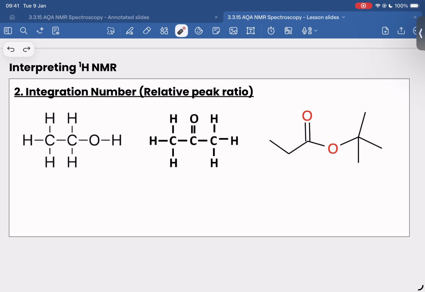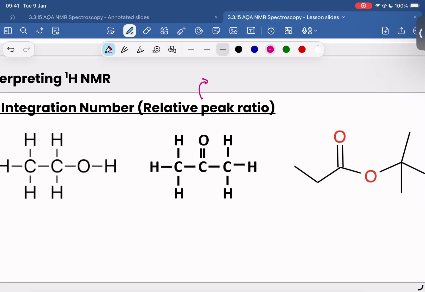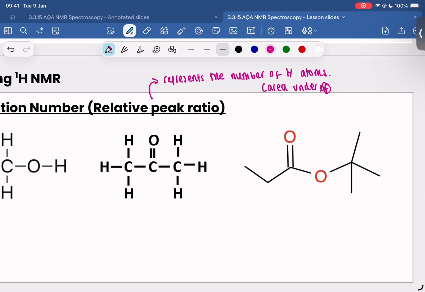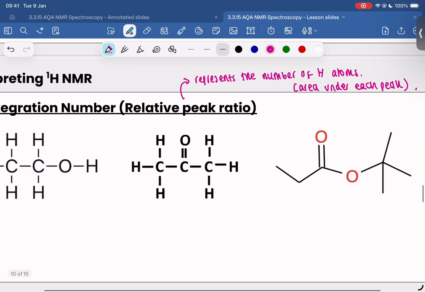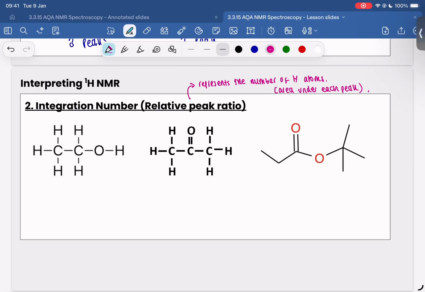Now, integration number, relative peak ratio, integration ratio, they all mean the same thing. What they're basically looking at is the number of hydrogen atoms which correspond to each peak. So it represents the number of hydrogen atoms, essentially. You never need to calculate this, but it's useful to know: it's the area under each peak. And that's what we mean when we calculate the integration number or the relative peak ratio.